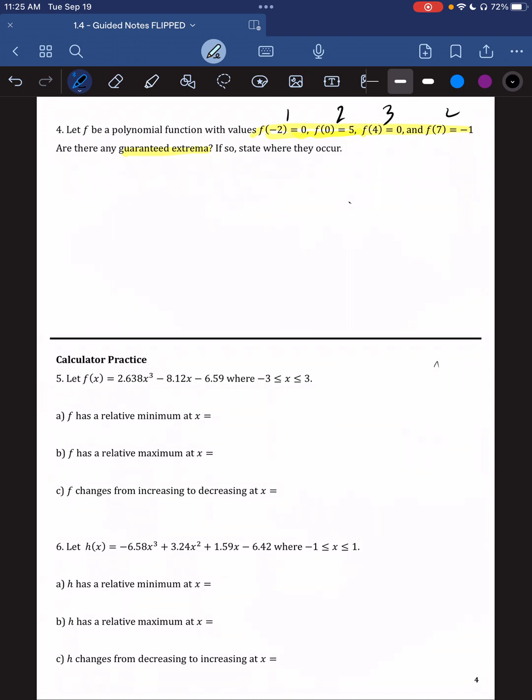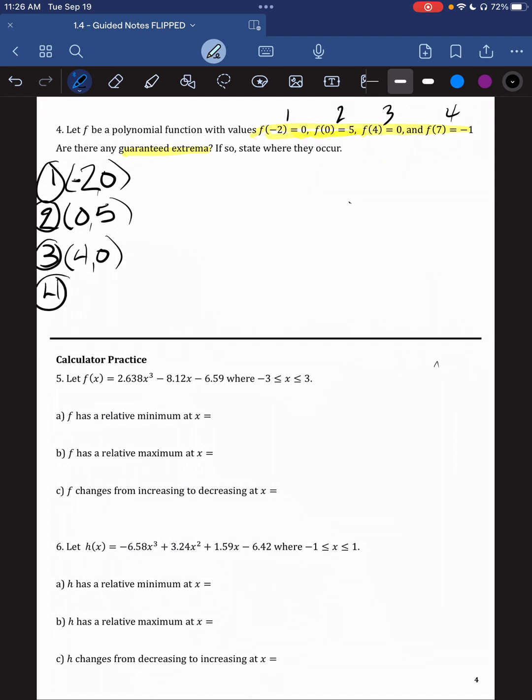So my first point, the input was -2, output was 0. So that's my first coordinate. The second point, input was 0, output was 5. Third point, input was 4, output was 0. And the fourth point, input was 7, output was -1. So there are my points.